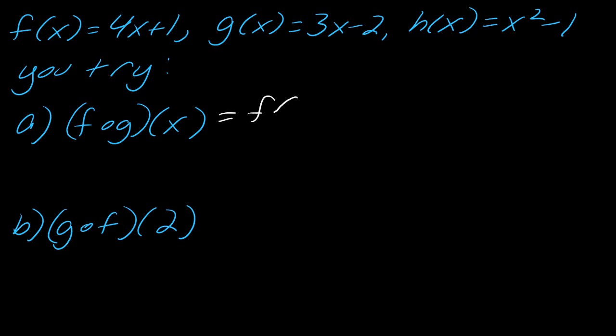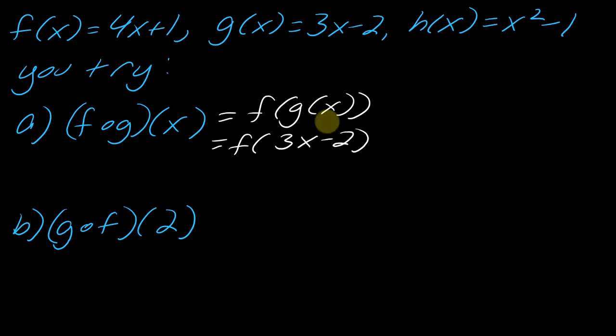Okay, so now I've got f of g of x, so I now need to replace my g of x with whatever that function is. So this will become f of 3x minus 2. So I start from the inside and I work my way out. Okay, so now I basically need to plug 3x minus 2 into this function. So where there is an x, I will now replace that with 3x minus 2. So this will equal 4 times 3x minus 2.